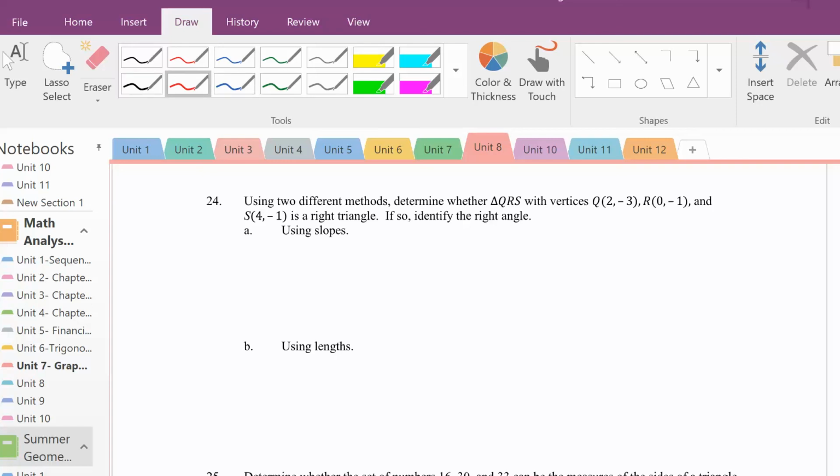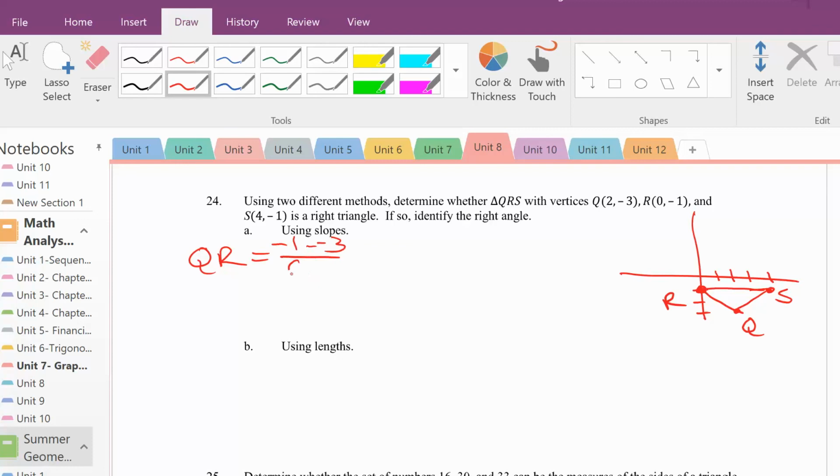So using slopes, we would want to find the slope of QR, because I would graph it. So here's Q, R is 0, -1, and S is 4, -1. So it would look like this. So you want to find the slope of QR, which is -1 minus -3 over 0 minus 2. So it's 2 over -2, which is -1.